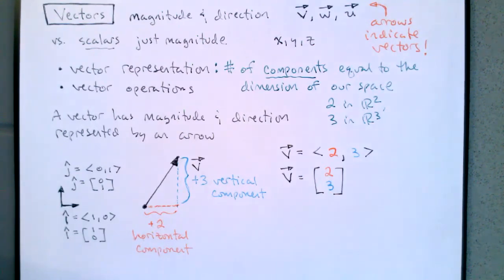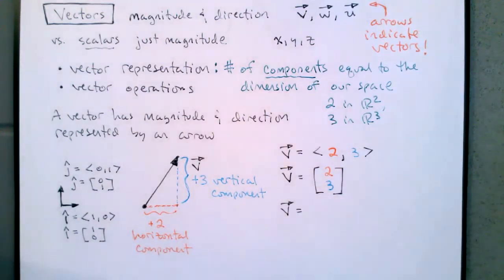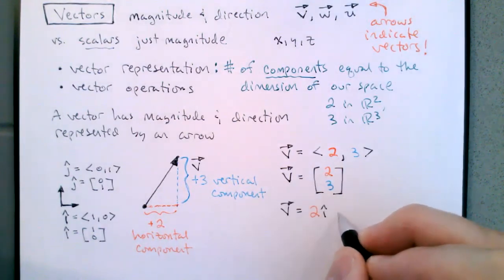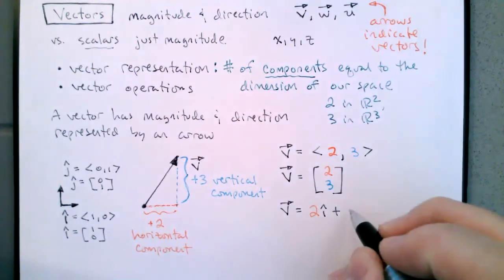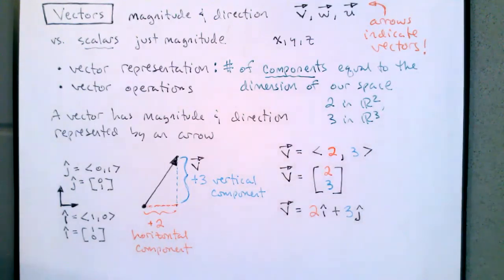So using these basis vectors, we can describe V as 2 of this I hat, we'll take 2 copies of I and 3 copies of J. So here are different ways that we can describe the vector V. Once again, we just need some kind of system for listing the components of the vector, a number of components equal to the dimension of our space.